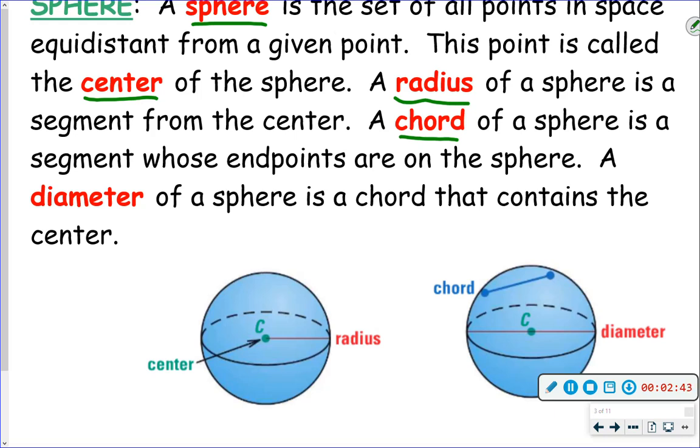Very similar to our discussions of circles. A diameter of a sphere is a chord that contains the center. So really nothing too exciting here. We all know what a radius is, from the center to the edge, of course. The center C there in the middle. And on the second picture, you can see an example of the chord, a segment whose endpoints are on the edge. And of course, diameter goes right through the center. And it's a special type of a chord, a segment that goes through the center. All same vocab that we know from a circle. We are just applying it to the 3-dimensional version, sphere.